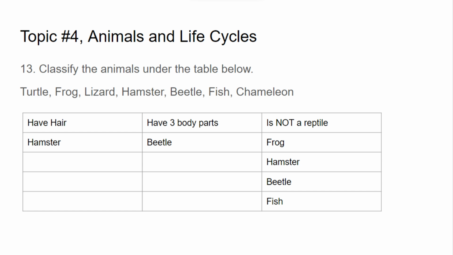Lastly, we identify which animals are not reptiles. Turtles are reptiles that can live on land and in the sea. Lizards are reptiles, and chameleon is a reptile. Frog is not a reptile, it is an amphibian. Hamster is a mammal. Beetle is an insect, and a fish is a fish.